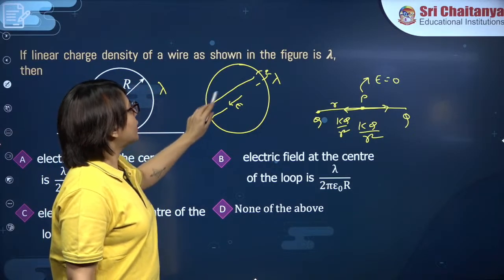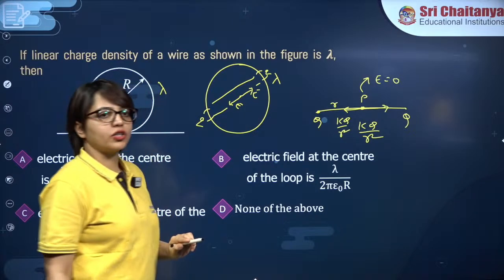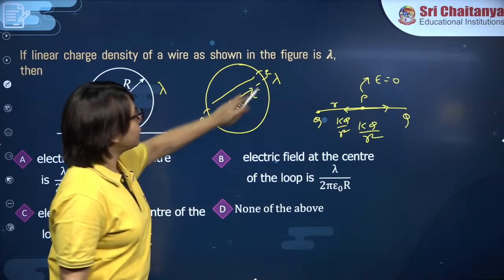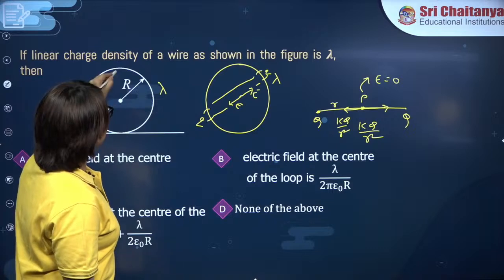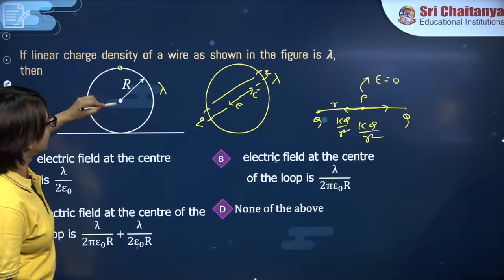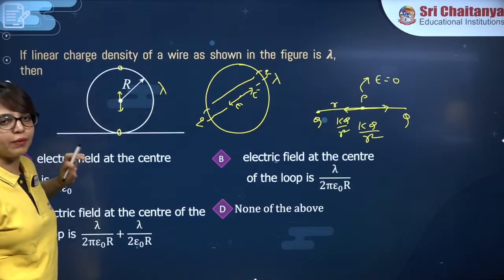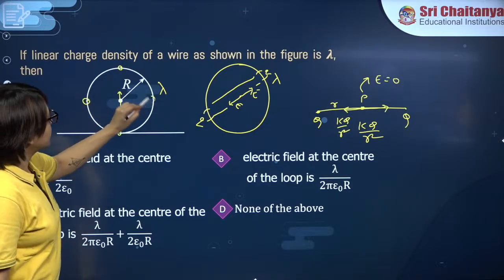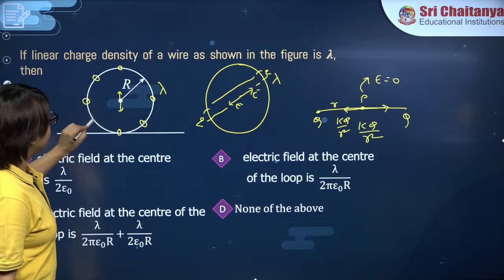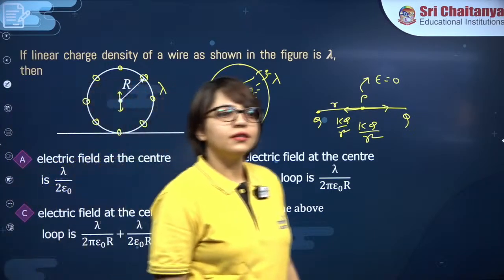It will also create the same amount of electric field in the opposite direction. So these two equal and opposite fields will cancel each other. Same for this one. Whatever electric field is created by this portion will be cancelled by the exact opposite segment. For this, this will cancel. For this, this will cancel. For this, this will cancel. So what is the net electric field at the center?